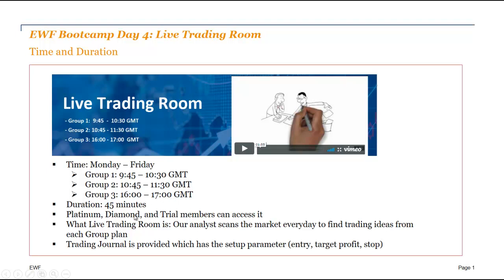Now, platinum members and diamond members will be able to access the live trading room. If you are a trial member, you can also access the live trading room. But remember, after your 14-day trial period is over, you will be automatically enrolled in the gold plan, and the gold plan does not have access to the live trading room. So as a trial member, you only have access during the 14 days. After your trial is over, if you do not upgrade to platinum, you won't have access to the live trading room as a gold member.